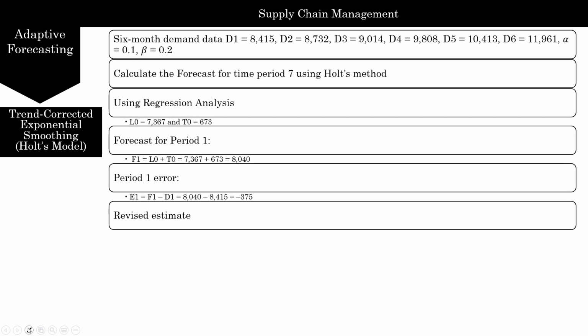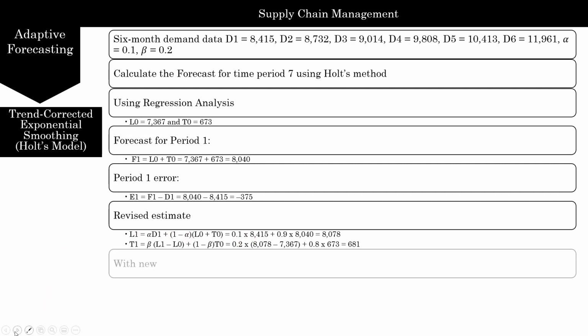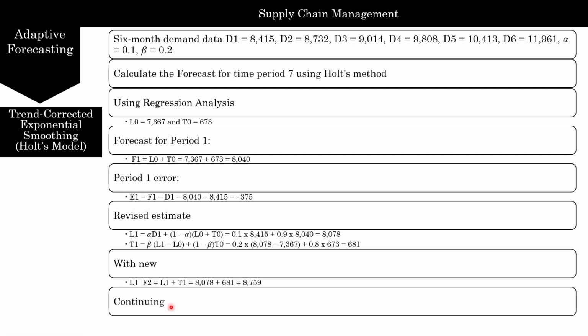The error for the first time period, you take your forecast minus your demand. And then you can calculate the rest, the new level, the new trend. And with that, you can calculate your new forecast. And then you continue on, you keep doing that all the way up to the last forecast.